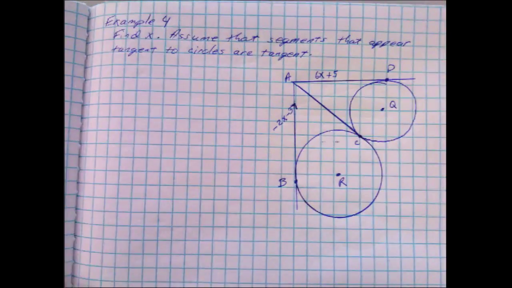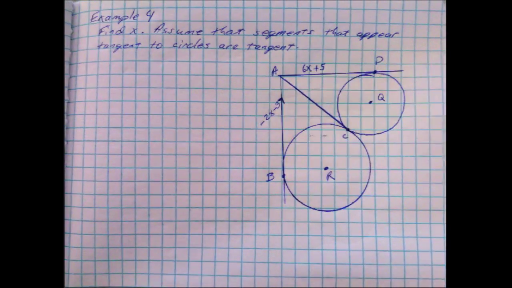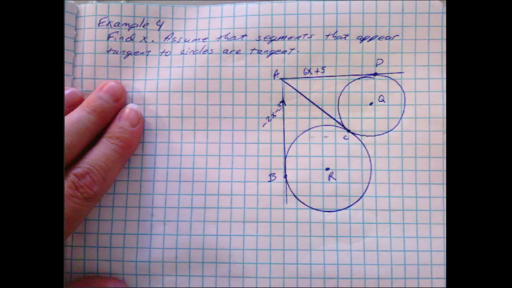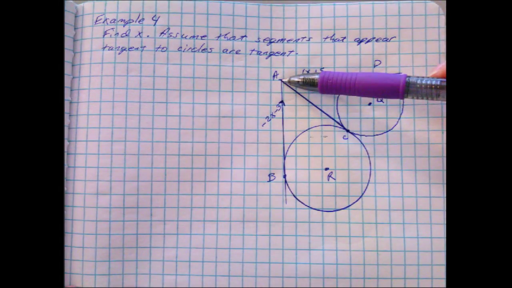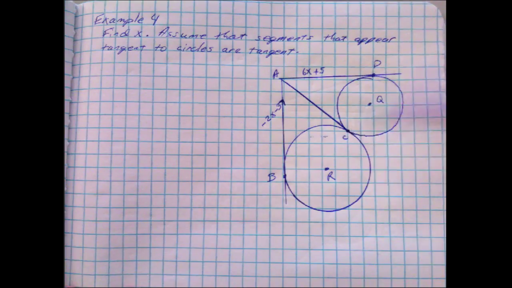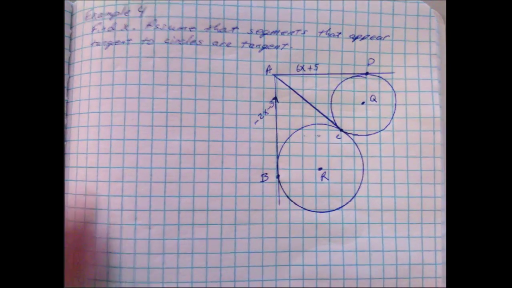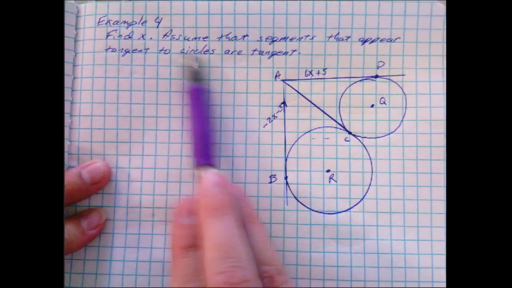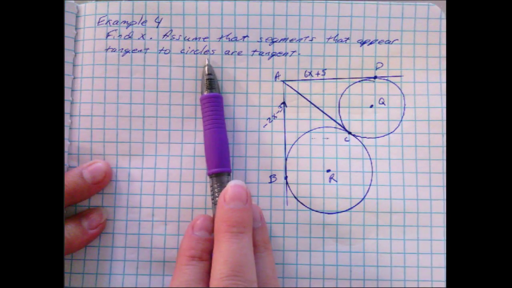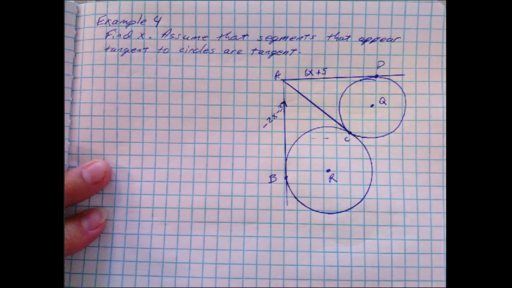We have another picture here. So this time we're dealing with our two different pieces from an exterior point that are tangent. So if you remember, that theorem said that those are congruent to each other. So we're finding x here. We're going to assume that the segments that appear to be tangent to a circle are tangent.